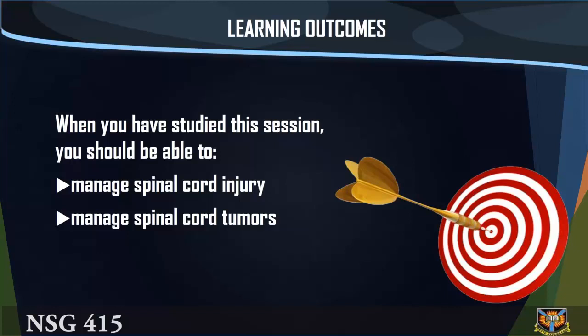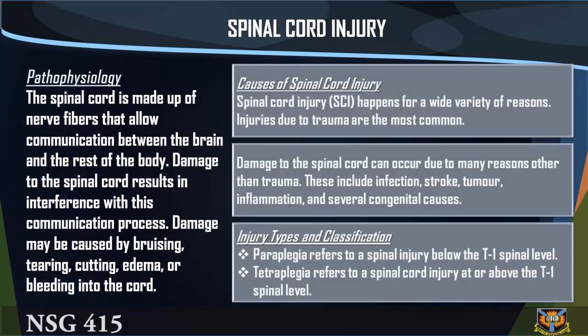1. Manage spinal cord injury. 2. Manage spinal cord tumors. Spinal cord injury. Pathophysiology. The spinal cord is made up of nerve fibers that allow communication between the brain and the rest of the body. Damage to the spinal cord results in interference with this communication process. Damage may be caused by bruising, tearing, cutting, edema, or bleeding into the cord. The damage may be caused by external forces or by fragments of fractured bones.